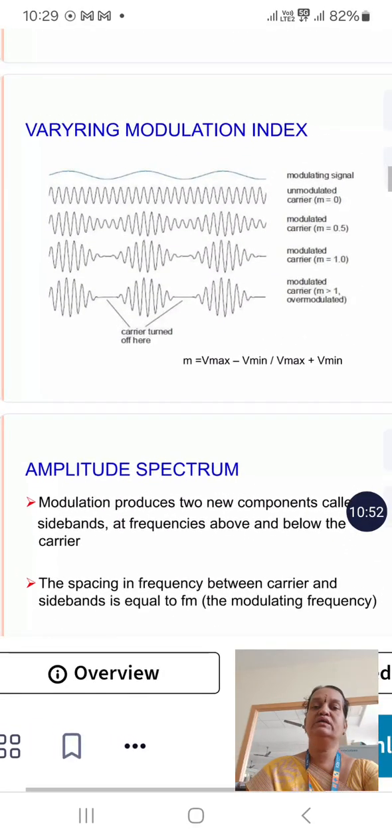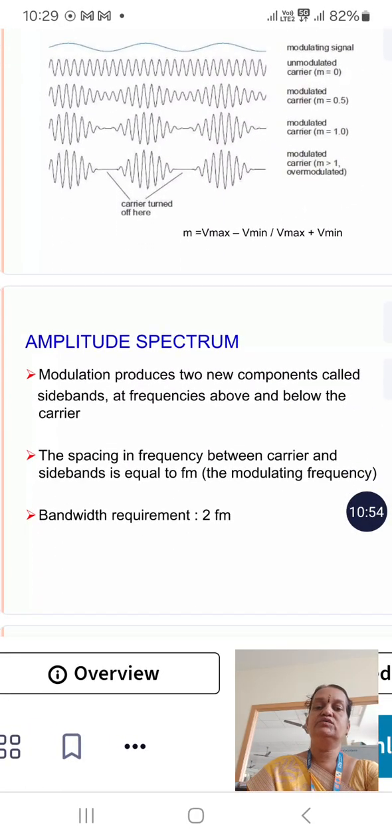The m value is defined by the ratio of Vmax minus Vmin by Vmax plus Vmin, where Vmax is the maximum amplitude and Vmin is the minimum amplitude found in the modulated signal. It is subtracted in the numerator and added in the denominator.